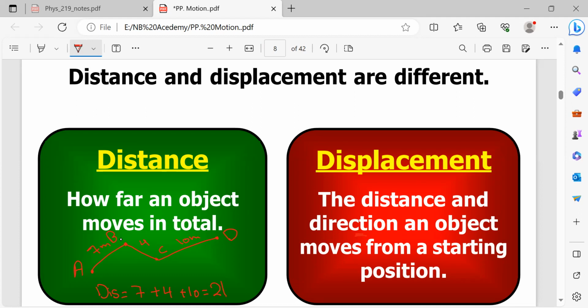So it will be 21 meters. We didn't mention any direction because distance is a scalar quantity defined by magnitude only. We covered these points before, scalar and vector. Displacement, the distance and direction. So it's the magnitude and the direction. That's why displacement is a vector quantity defined by magnitude and direction.